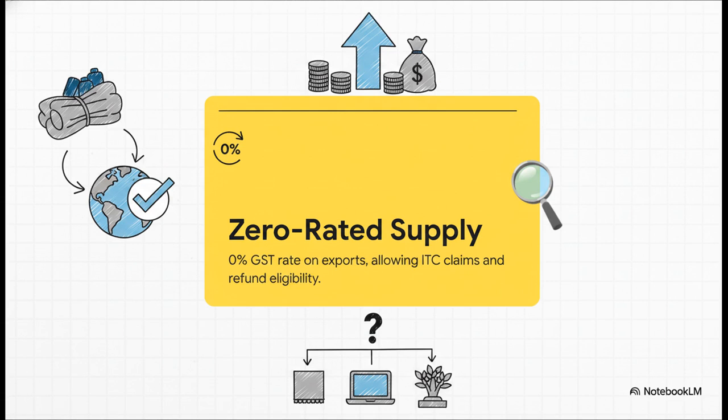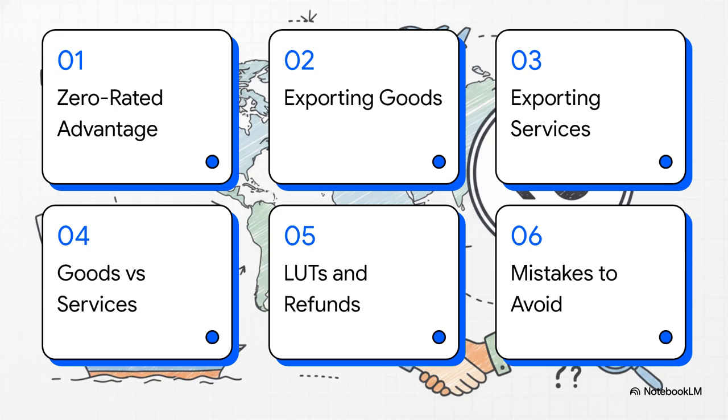It's a huge incentive. But yeah, there's always a catch, right? The exact rules, the specific conditions, and the actual paperwork required to navigate the bureaucracy and get those benefits depend entirely on what exactly you're selling. So, to lower your anxiety around these complex tax codes, we're going to logically cover everything you need to know. We'll start with the zero-rated advantage, break down exporting physical goods versus services, put them head-to-head, explain LUTs, and then wrap up with some common mistakes to avoid.